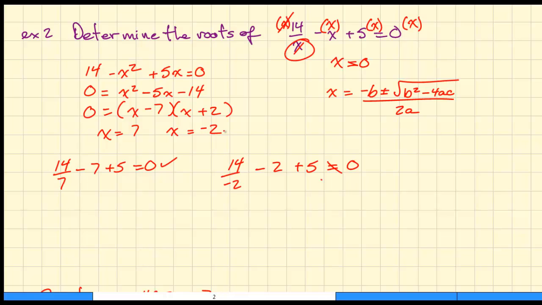Let me double check that work. So we've got negative 2. 14 over negative 2 is negative 7. We're subtracting negative 2. Right? We're subtracting negative 2. So that's like negative 7 plus 2, which is negative 5, plus 5 equals 0. There we go. It does work out. Attention to the details, Mr. Leday. There we go. And we're good.